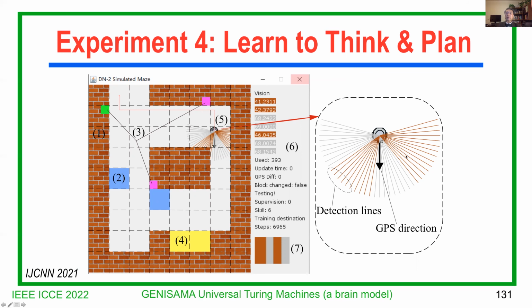As for the sensor, you have images that have the colors of the environment, and also for simplicity, we also give the direction of GPS. GPS gives you the direction.